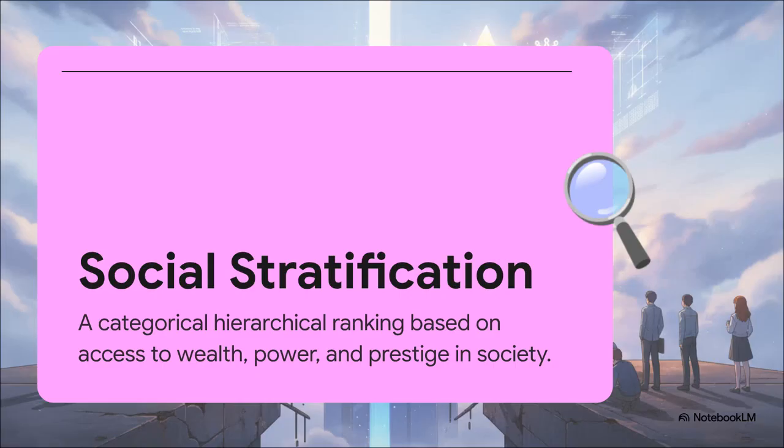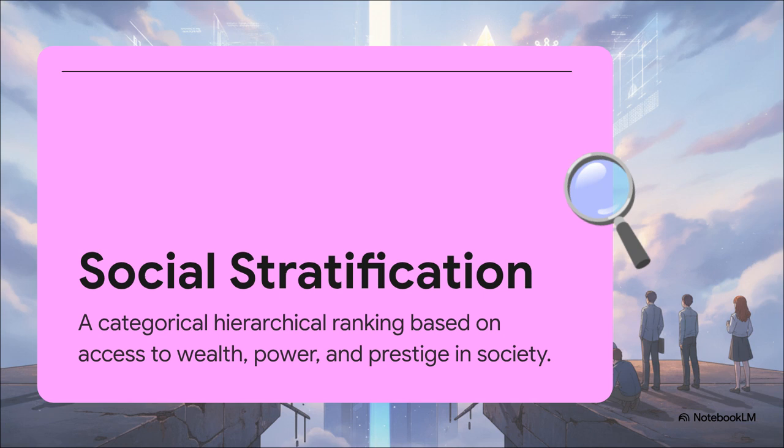Okay, let's start by getting our core definition straight. If we look at John H. Turner's 2008 work, we see two distinct but deeply connected terms. First up, social stratification. Now, this isn't just about individual differences, like someone being taller or faster. It's actually a structured, organized ranking of people into distinct categories based on their access to wealth, power, and prestige. It's a societal hierarchy that often persists across entire generations.